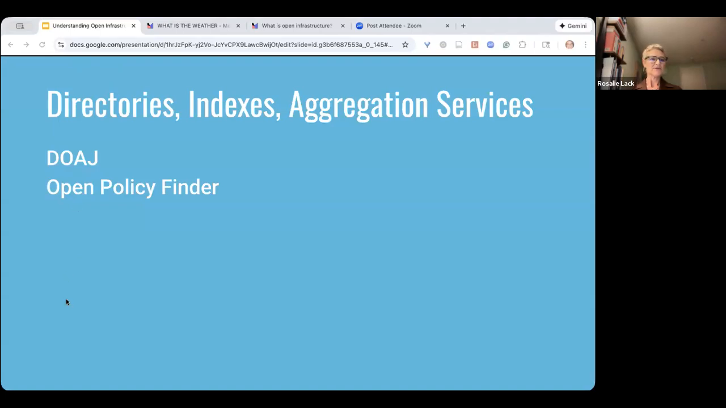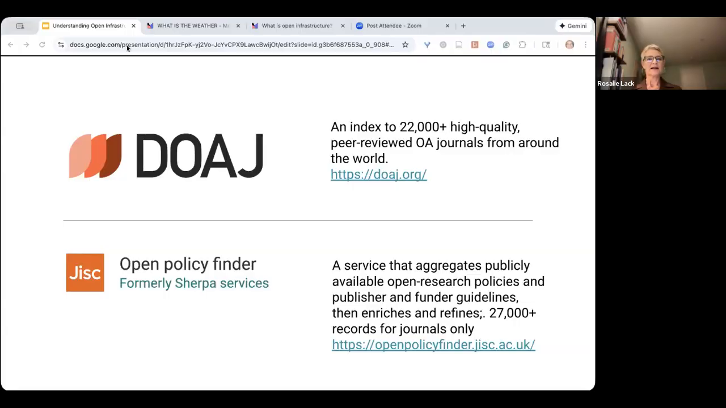Another example are infrastructures that are like directories or indexes. And I think Al-Walid made reference to Open Policy Finder, something that's used heavily when you're licensing and purchasing, making purchasing agreements.